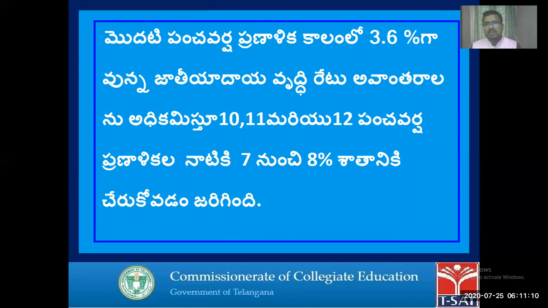However, in the first 3 decades of planning, especially the first 2 decades, 1950 to 60, 60 to 70, during this period India's national income growth was very low. It never touched 5%. But after the 70s till the 90s, it crossed 5%, but never touched 6%.